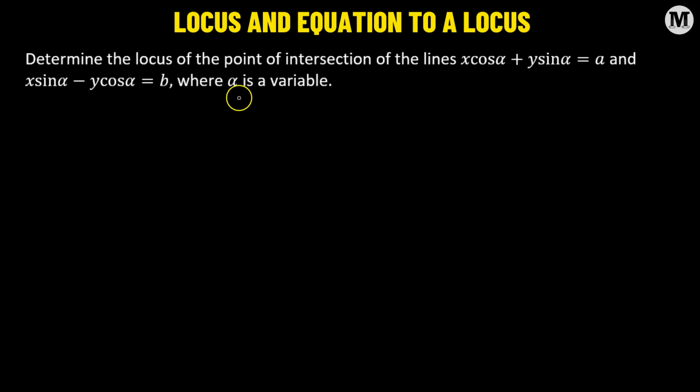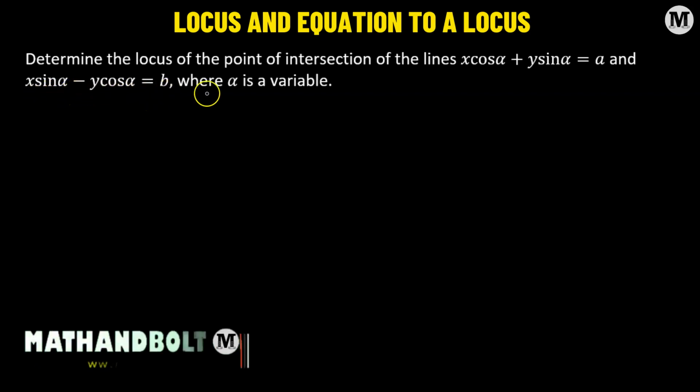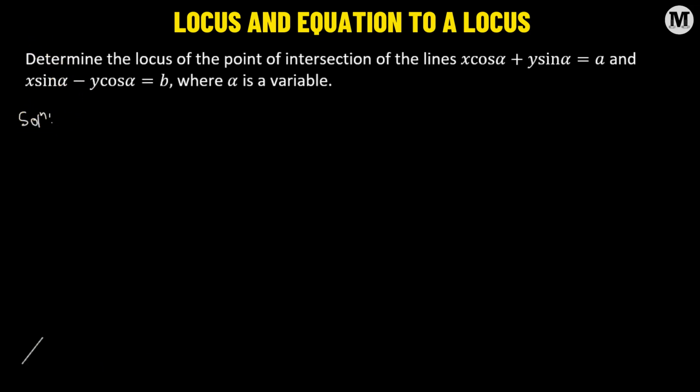We need to determine the locus of the point of intersection of the lines x cosine alpha plus y sine alpha equals a, and x sine alpha minus y cosine alpha equals b, where alpha is a variable. Let us begin. So here we will consider two lines that are intersecting with each other.